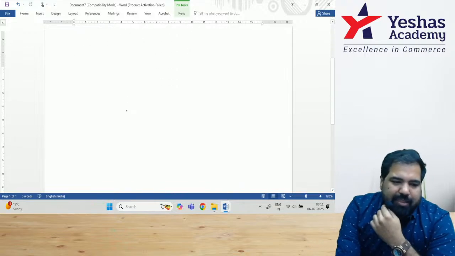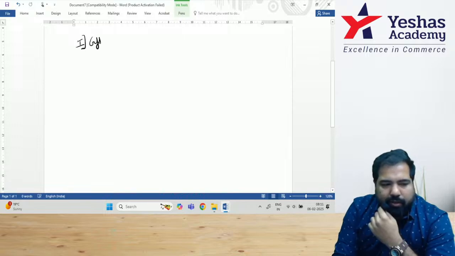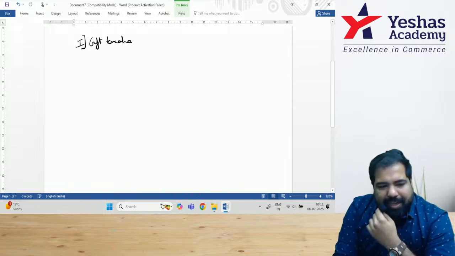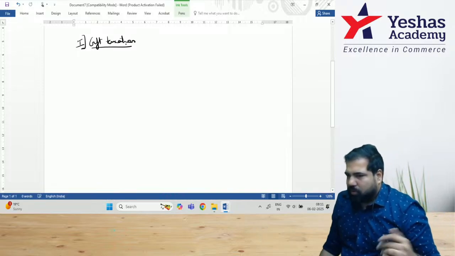All right. Let's start with gift tax, everyone. The first part is what I'm looking at doing, which is called gift taxation. Guys, is gift taxation separate? No, guys. I've just named it separate. It's a part of IFOS only, gift tax.